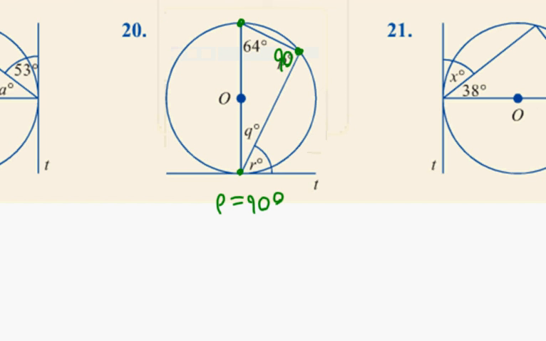So, this is 90. Add all three of them up, and what happens here with the red angle? It needs to add up to 180. That makes that one 26. What does that angle plus that angle have to equal? 90. 90 minus 26? 64. Okay. 64. Now, that's 20 done.